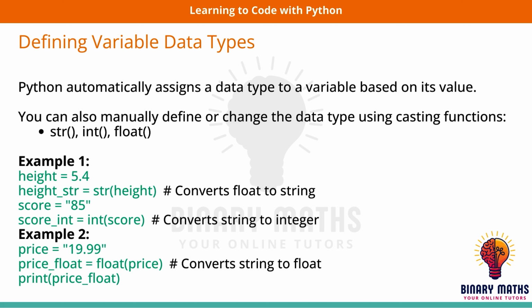Let's see another example. If we take price, for example, where we said price equals 19.99, we might write the following bit of code where it says price underscore float equals float, and open our brackets and type in price. This will convert string to float. And then we can do print, open bracket, price underscore float, and close our brackets. This code will convert the string 19.99 to a float and print it.